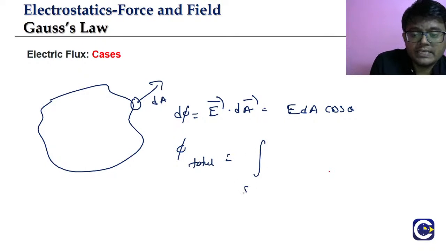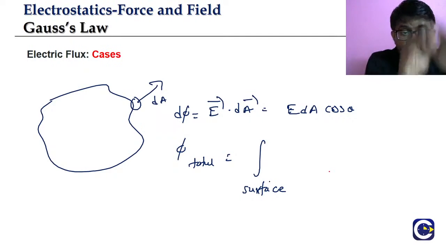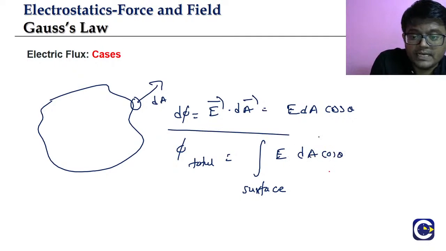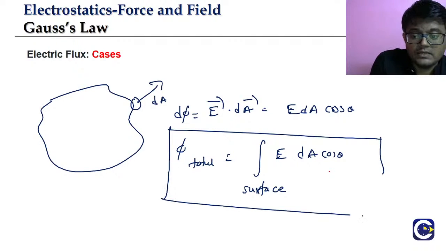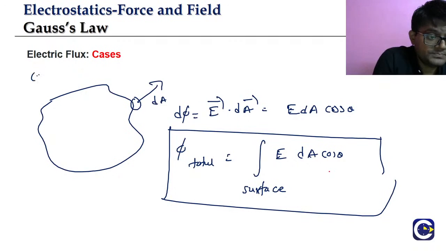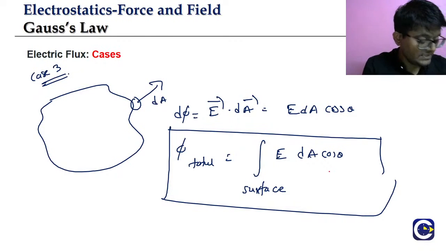We have to do the integration. Over what? On the entire surface of the object, we have to do the integration of this E into dA into cos theta. If we do this, then we are going to get the total flux. This is case 3.